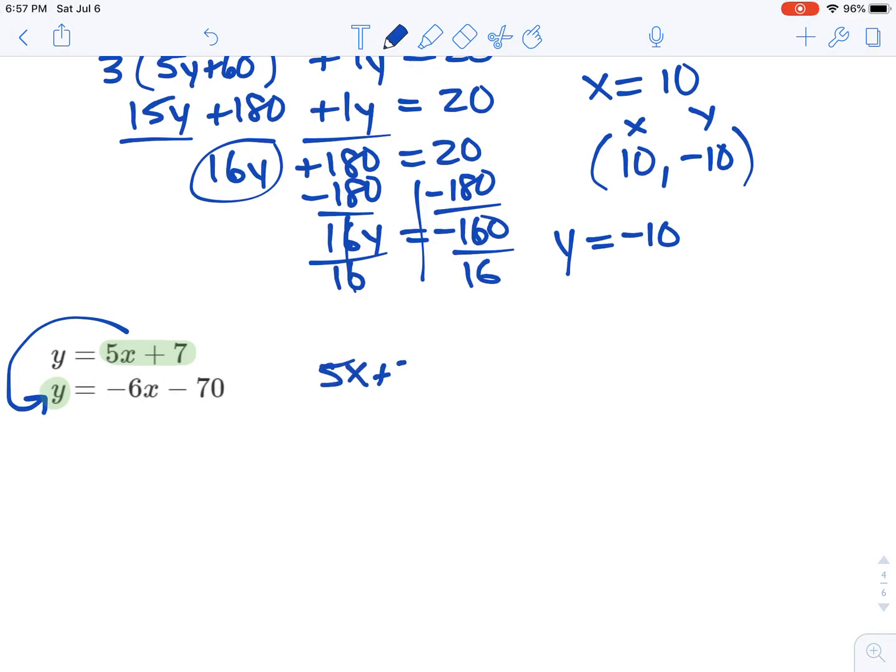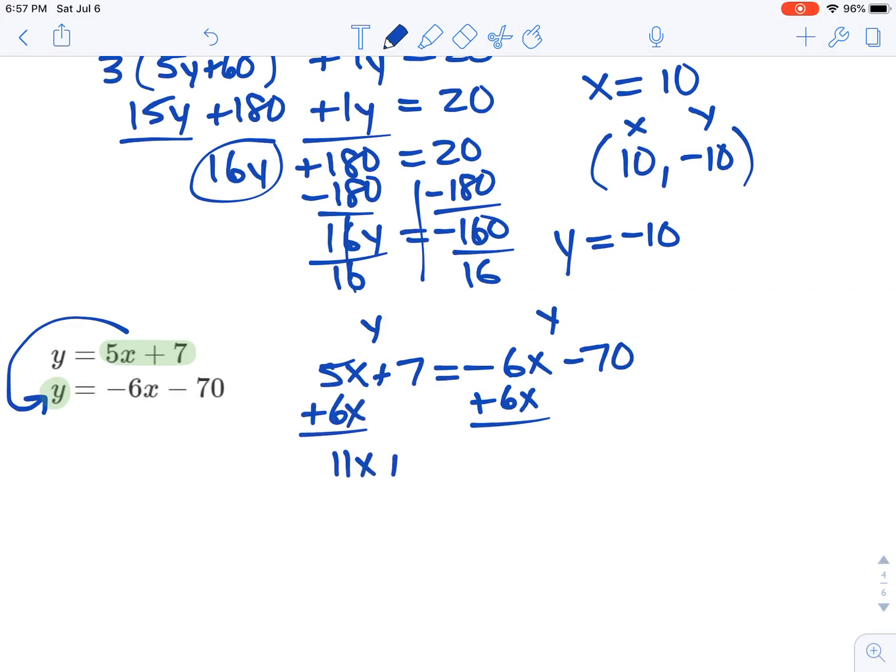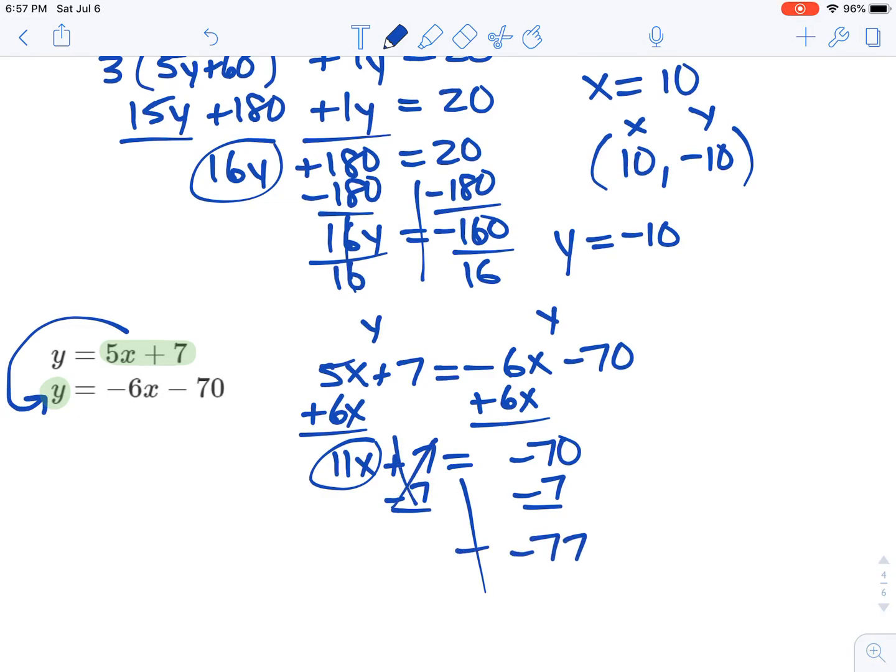So 5x plus 7 equals negative 6x minus 70. So we've essentially set the two equations equal to each other since they were both equal to y. This one was y and this one was y, so we set them equal. Then we just solve for x. I'm going to move the smaller x's here by doing plus 6x on both sides. So 11x plus 7 equals negative 70. Look at that, we've got another two-step. So we're going to subtract 7 from both sides to get rid of our constant. Negative 77 equals 11x. Dividing by our coefficient gives us x equals negative 7.